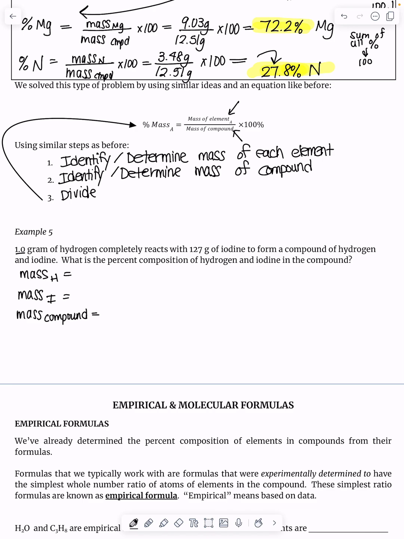All right, I'll leave you with example number 5 on your own to try and check. It says 1 gram of hydrogen completely reacts with 127 grams of iodine to form a compound, hydrogen iodide. I'm going to let you know 127 plus 1 is 128 grams. What is the percent composition of hydrogen and iodine? Using this information now, try and get the percentage of H and the percentage of I. And don't forget that the sum of those percentages needs to add up to 100%. All right, this is percent composition of compounds. You'll need this for our next big topic.